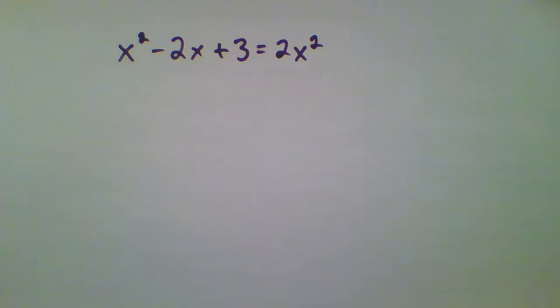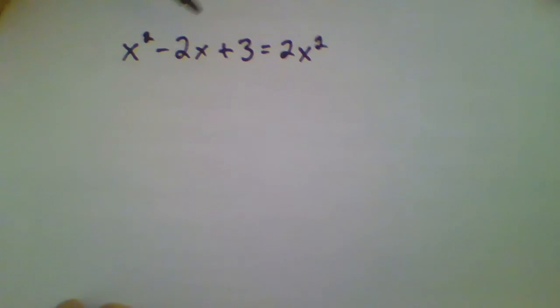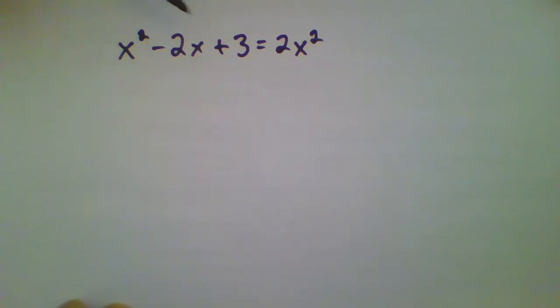Got a pretty nasty looking quadratic equation here. It's a little bit scary because it's got an x squared on the left side and an x term and a constant term, but then on the right side there's also an x squared term. So it's a little bit intimidating because we've got stuff all over the place.